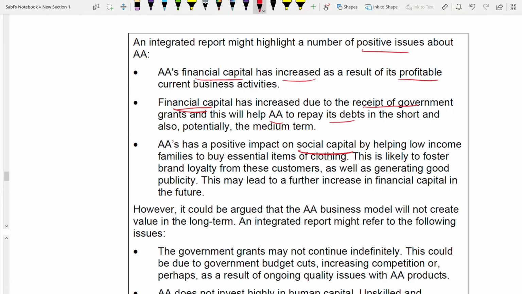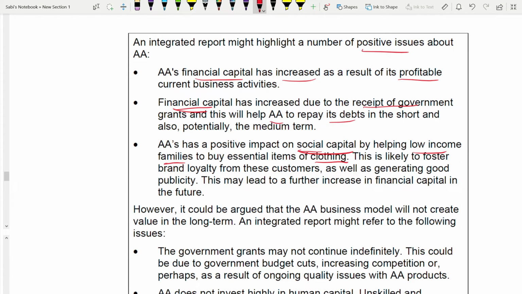How? Because they are focusing on low income families to buy essential items of clothing. Shoes are also considered part of clothing. And clothing, we know, is an essential item. Everyone needs clothes. You cannot say the rich do not wear clothes, only the poor. No, everyone needs clothes, whether you are rich, middle, or poor income family. So it's an essential item. That's the reason that if you charge low, everyone can buy, because essential items' prices have to be low. You cannot increase it. Because they are charging low, for low income families, this will have a positive impact on the social capital.